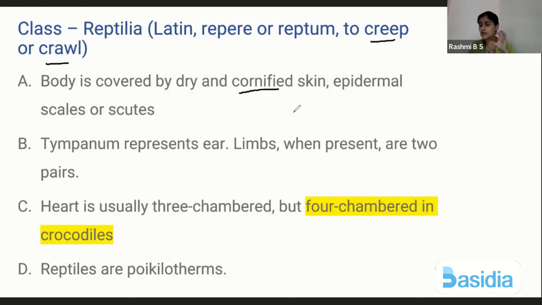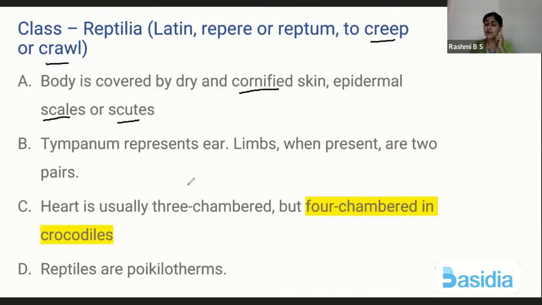Cornified. Look at the crocodile, look at the surface. It looks like some corns, some knots are present on it. It's called corn. And epidermal scutes or scales, you can clearly make them out in snakes. The epidermis will be having scutes and scale-like structures, right?